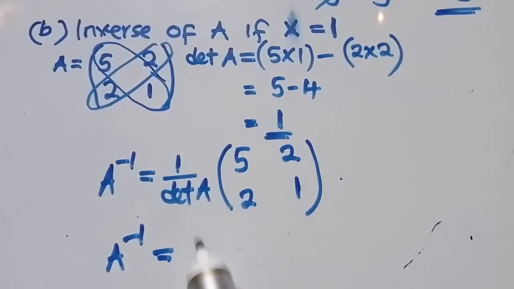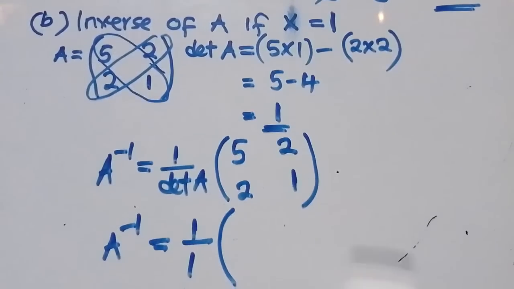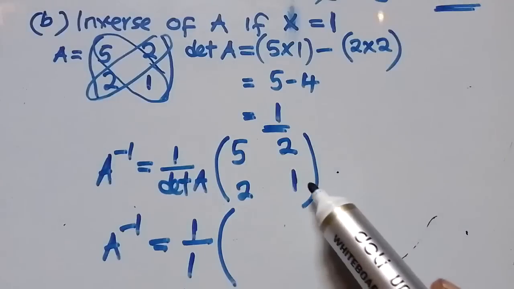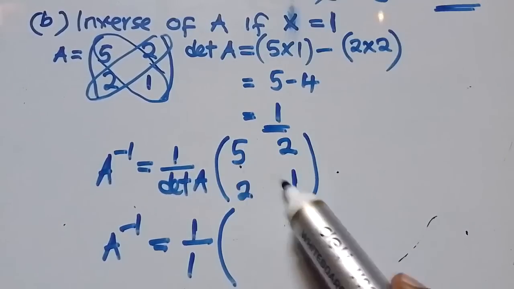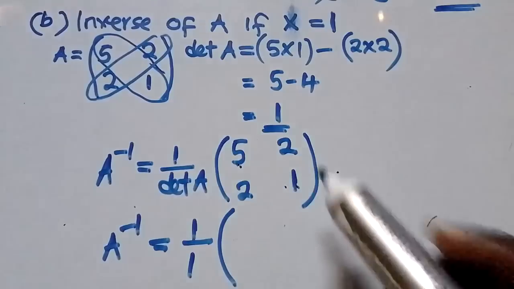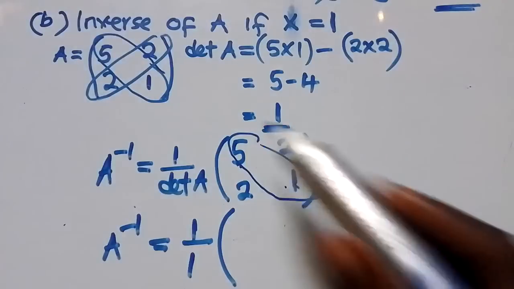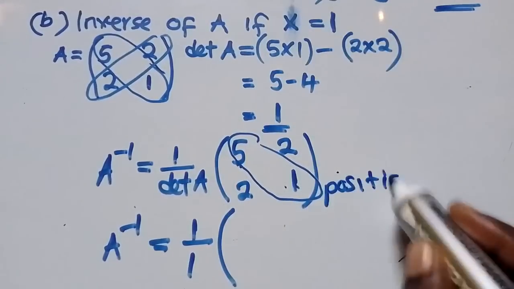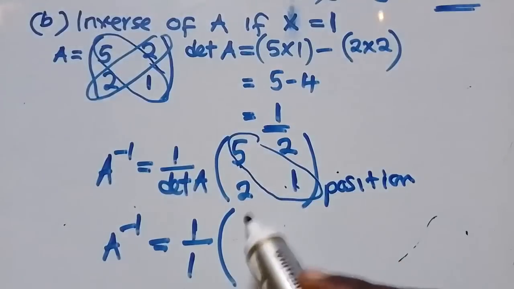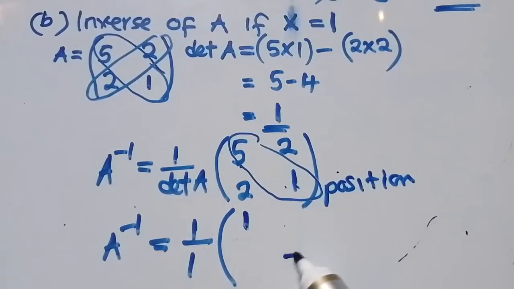equal to 1 over, the determinant is also 1. So you do this, 1 over 1. Then you continue and say, what happens to the major diagonal is that positions will change or swap. So the 1 will go on top, the 5 comes down like this.